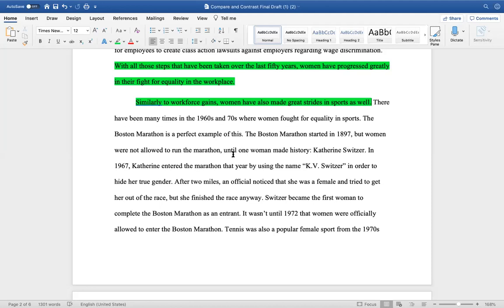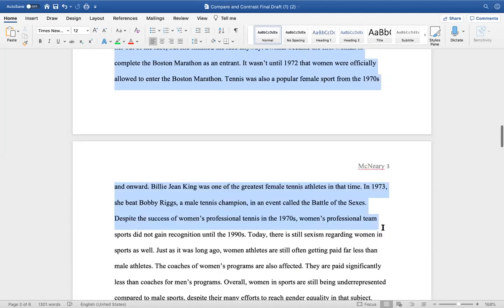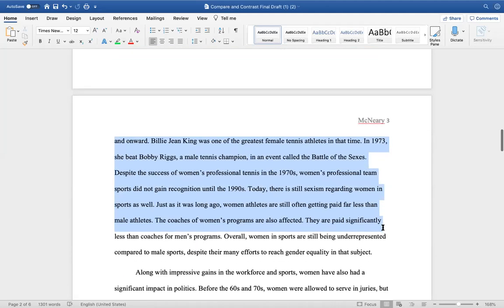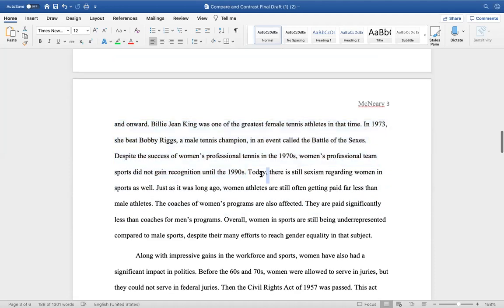I'm not going to read all of this paragraph, but what I want you to note is that this is all about the past. The student kept the same pattern that they kept in the first body paragraph. The first half is about the past. And then we see again this very intentional transition where they shift to today.